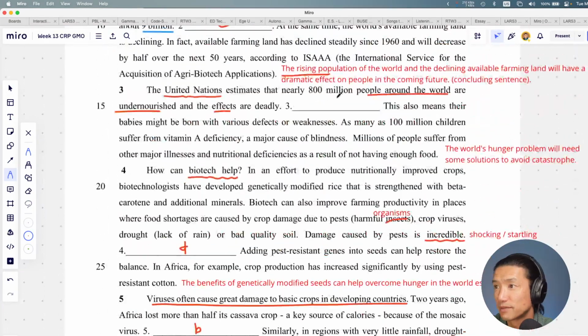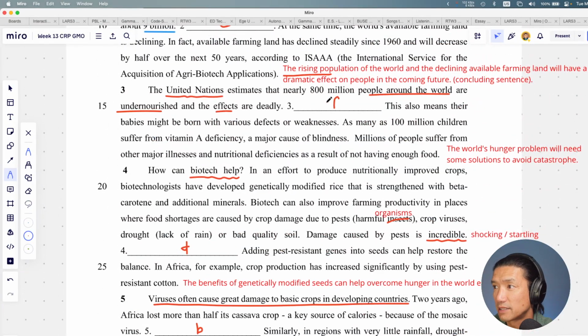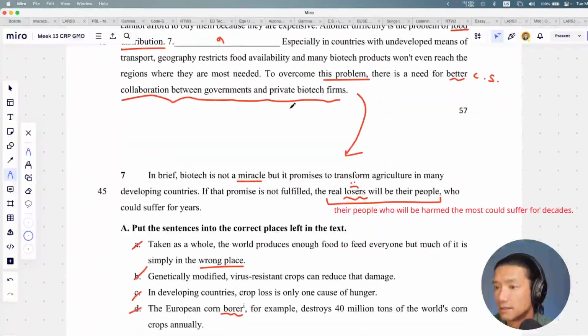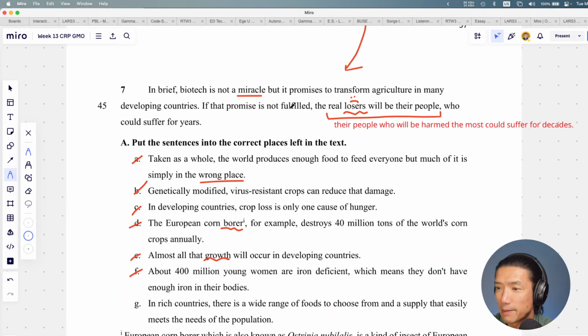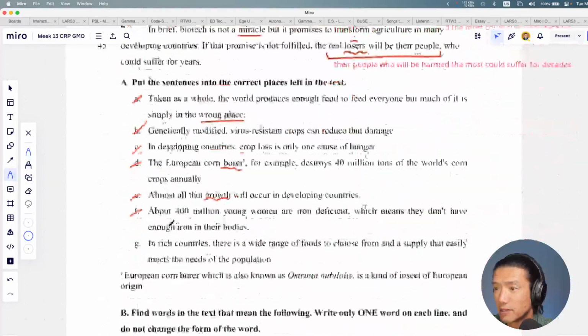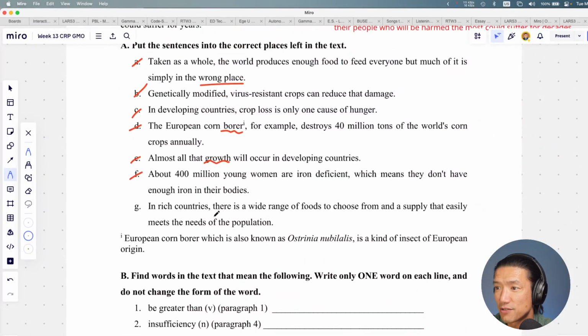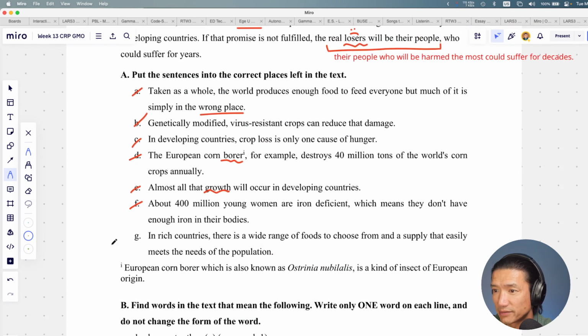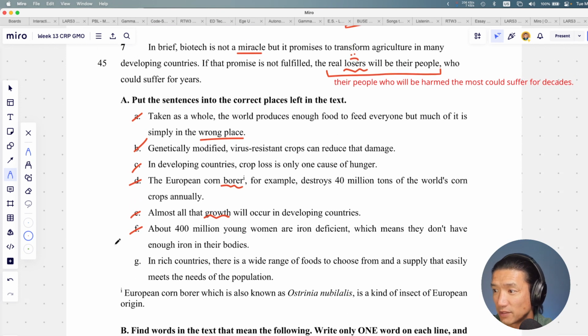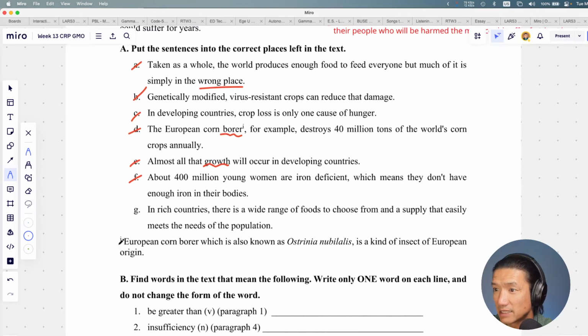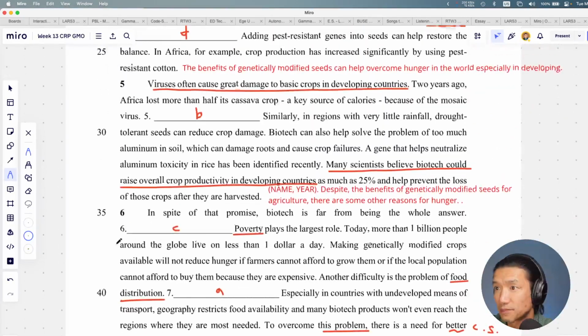Okay, this is F. The effects are deadly. For example, about 400 million young women are iron deficient, which means they don't have enough iron in their bodies. Give them spinach. And the last one: in rich countries, there is a wide range of foods to choose from and a supply that easily meets the needs of the population. Well, you have one choice left. What's the last one?